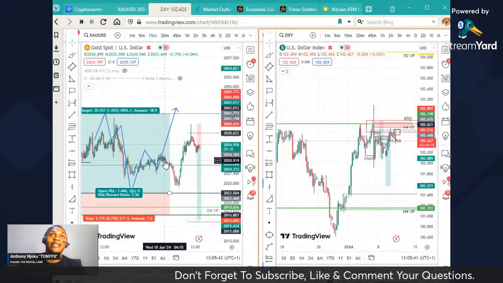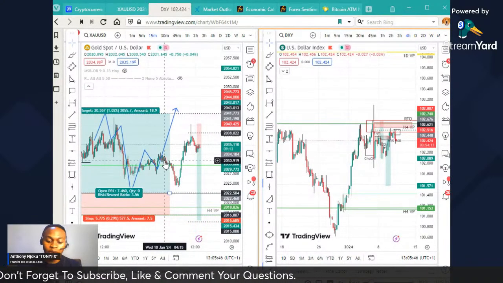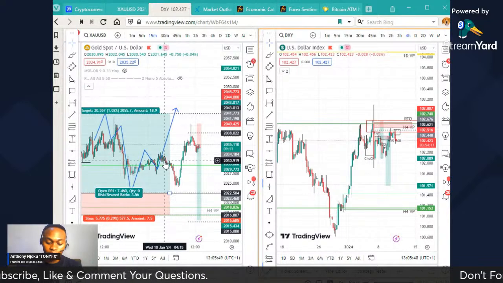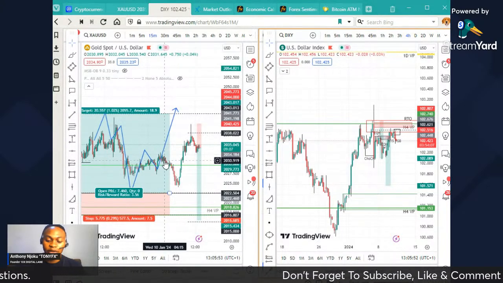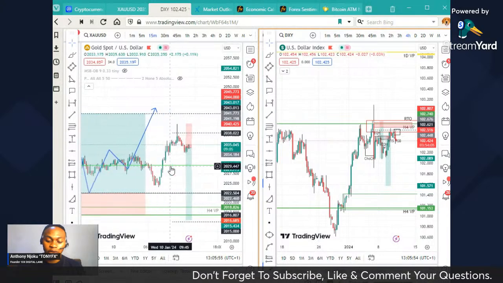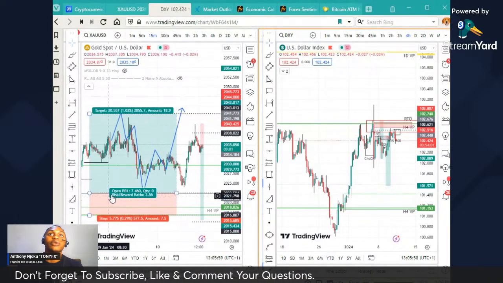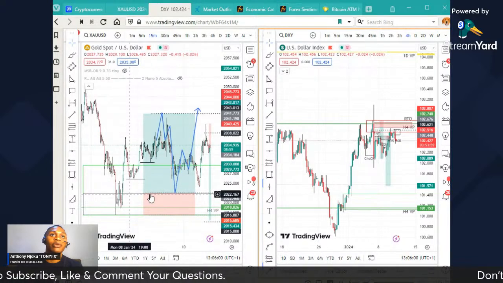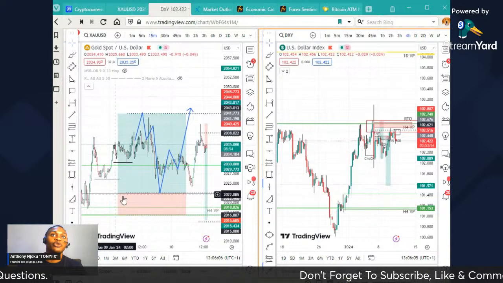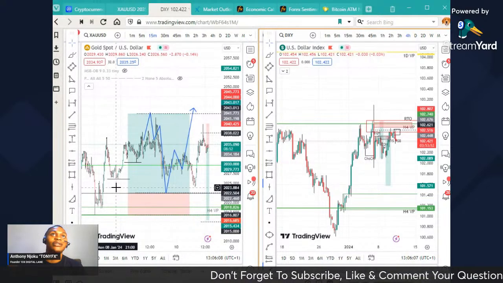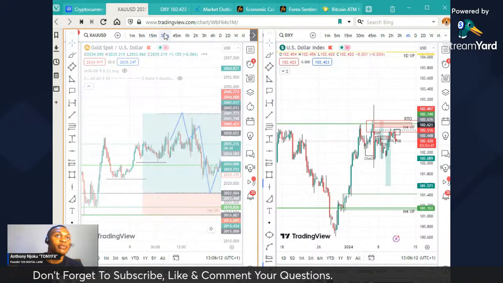So on the left hand side we see gold, and what I see for gold is we expected gold to come back into this order block here. This is a bigger order block for hours, so we refined it and got this particular order block here. That's where we placed our trade.